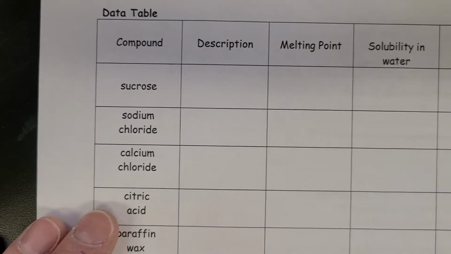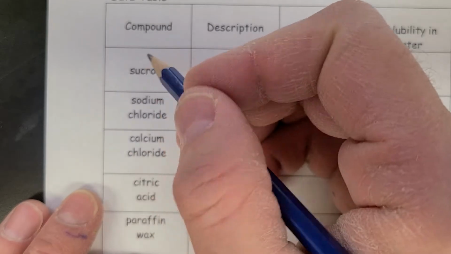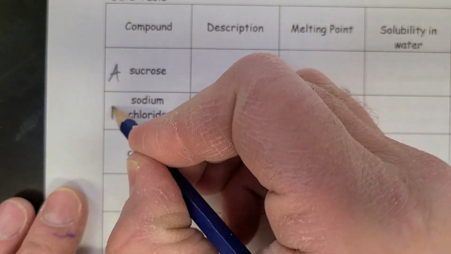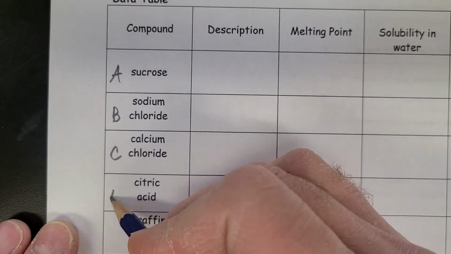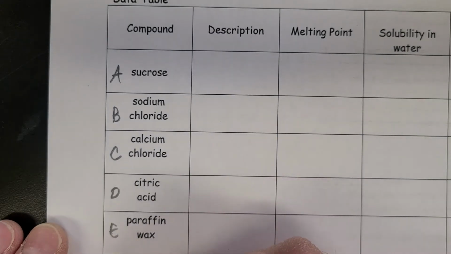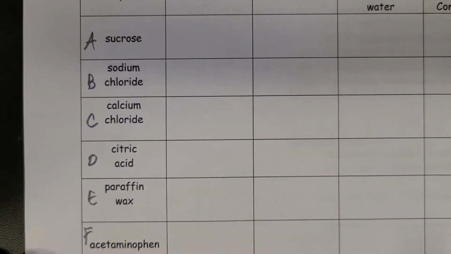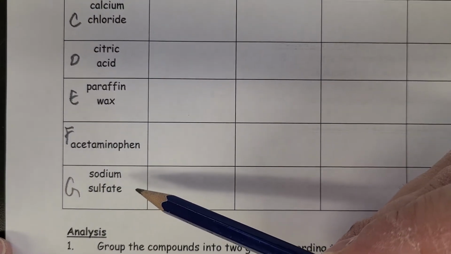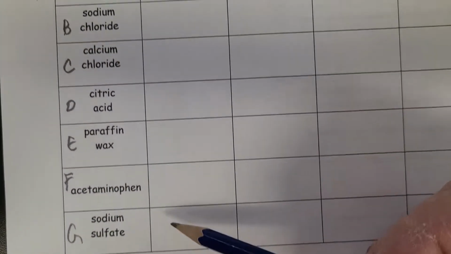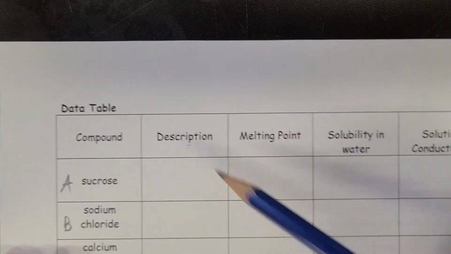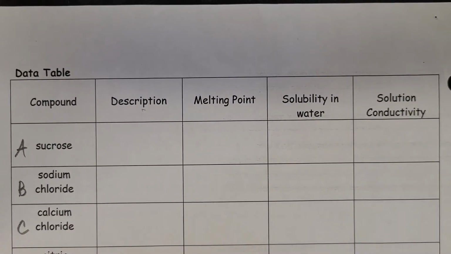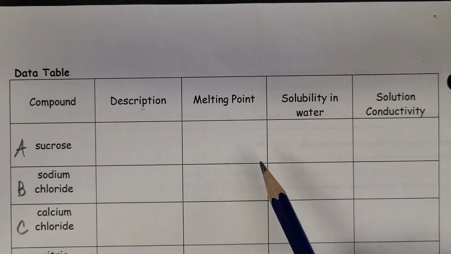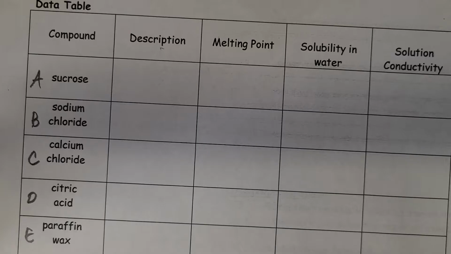And so if we look at this page here, what we may want to do is label our substances A, B, C, D, E, F, G. So label it like that. Sucrose is A, and then sodium sulfate will be G. We're going to label a couple of things: the description, and then those 3 items that we're going to be testing: melting point, solubility in water, and solution conductivity.